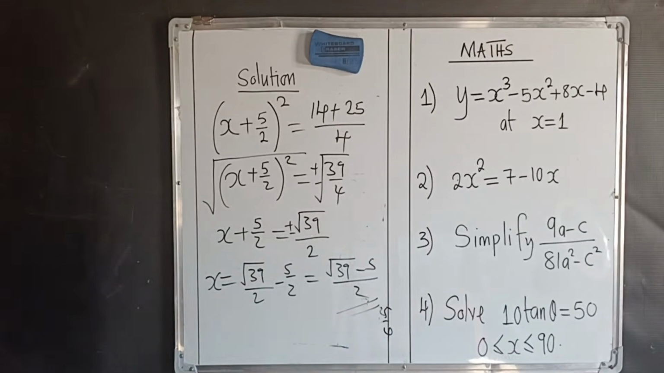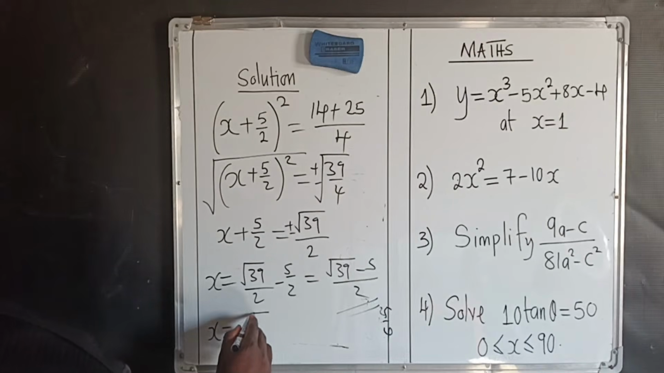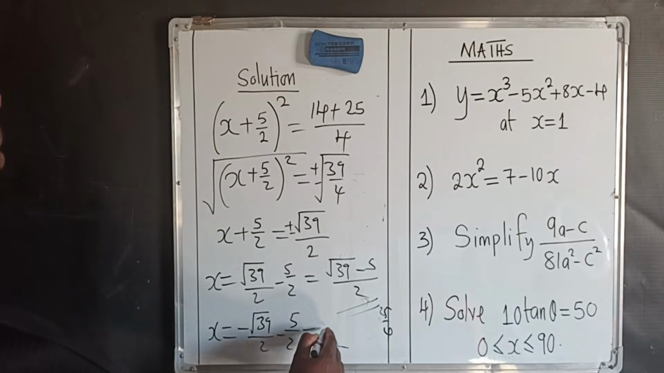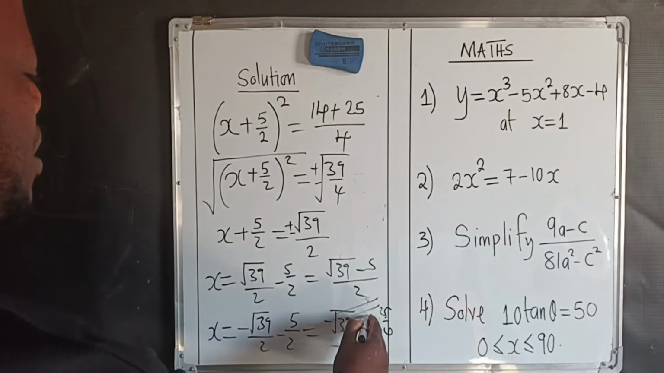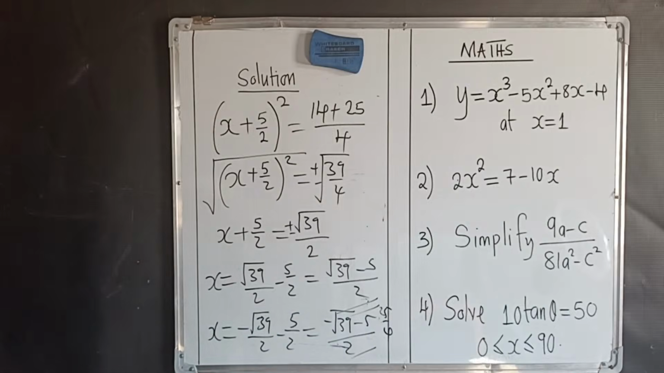This is one of the solutions for the quadratic equation. So if you want, you can use a calculator to simplify this. It will give you the number in decimal form. The other one will be negative square root of 39 over 2 minus 5 over 2, which is equal to negative square root of 39 minus 5, over 2. That's another solution. So that's how it's done for that one. So let's try now to simplify this.